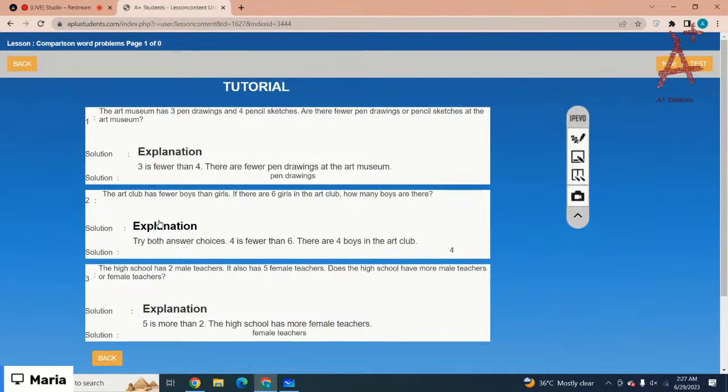The art museum has 3 pen drawings and 4 pencil sketches. Are there fewer pen drawings or fewer pencil sketches at the art museum? So you have 3 pen drawings and 4 pencil sketches. So which one is less? Pen drawings or pencil sketches? Yes, 3 is less than 4. That means pen drawings are fewer than pencil sketches.